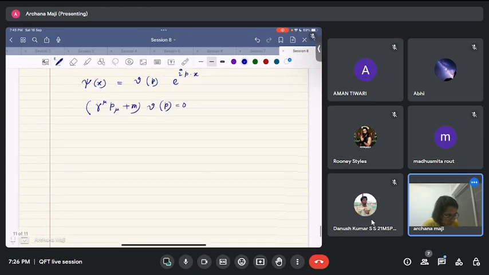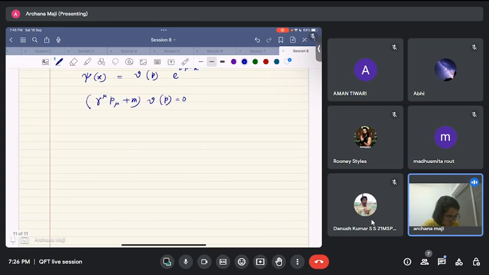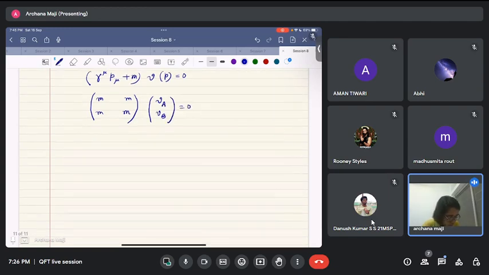So let's say we are in the rest frame of reference, then it will become m acting on, let's say, VA VB equal to 0. So you can see that in the rest frame of reference, the solution to the Dirac equation corresponding to negative frequency would be square root m eta minus eta.